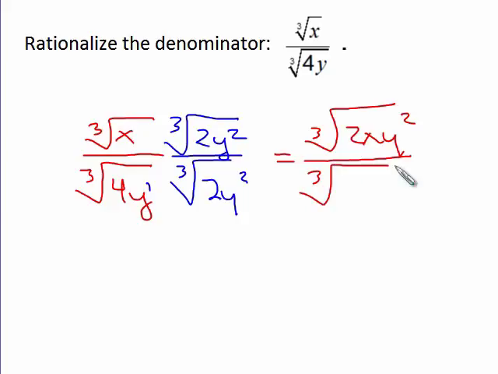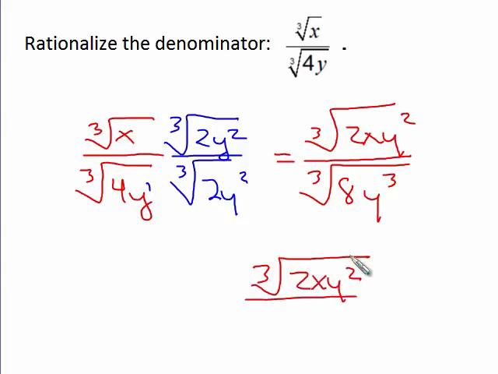But what the denominator gives me now is 4 times 2 is 8, which is going to be a perfect cube. And then I have y cubed. So these are both perfect cubes. So I have a perfect cube root here. So my final version of this then is the cube root of 2xy squared, and then the cube root of 8 is 2, so it comes out, and the cube root of y cubed is y, so it also will come out.